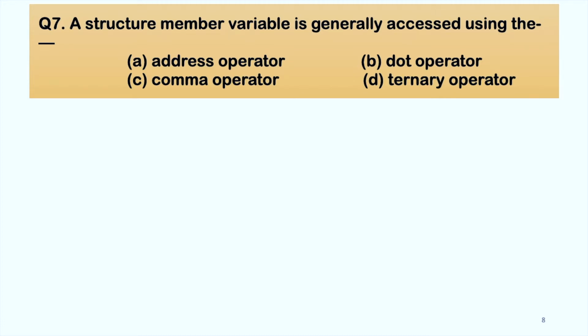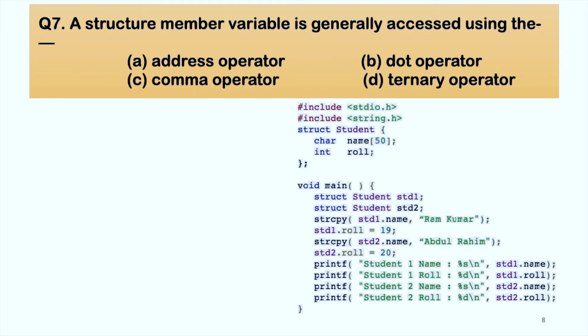A structure member variable is generally accessed using which of the 4 options? We saw in the last question that a structure may have different data types, and how are those data types accessed? So we first try the same question.